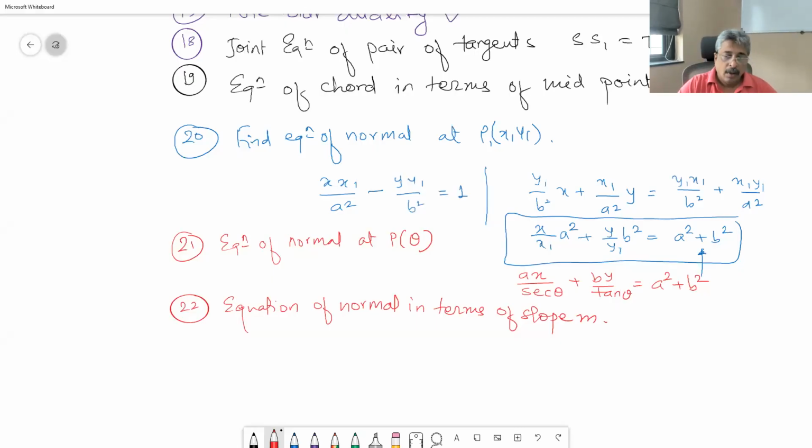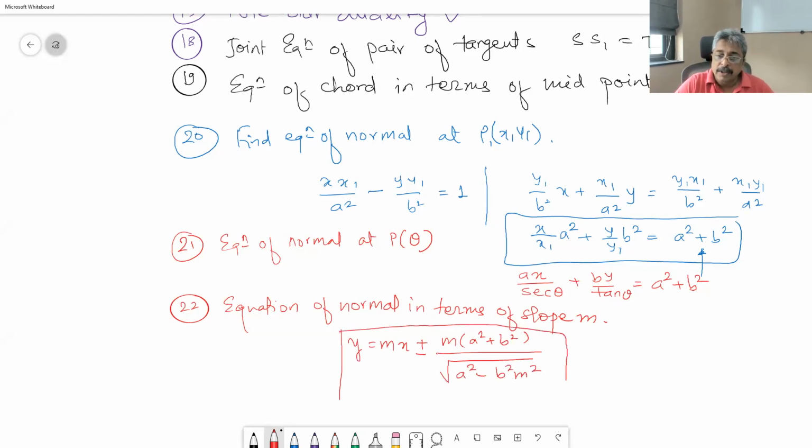Answer is y is equal to mx plus or minus m into a square plus b square divided by radical a square minus b square m square. This is your normal in terms of slope m.